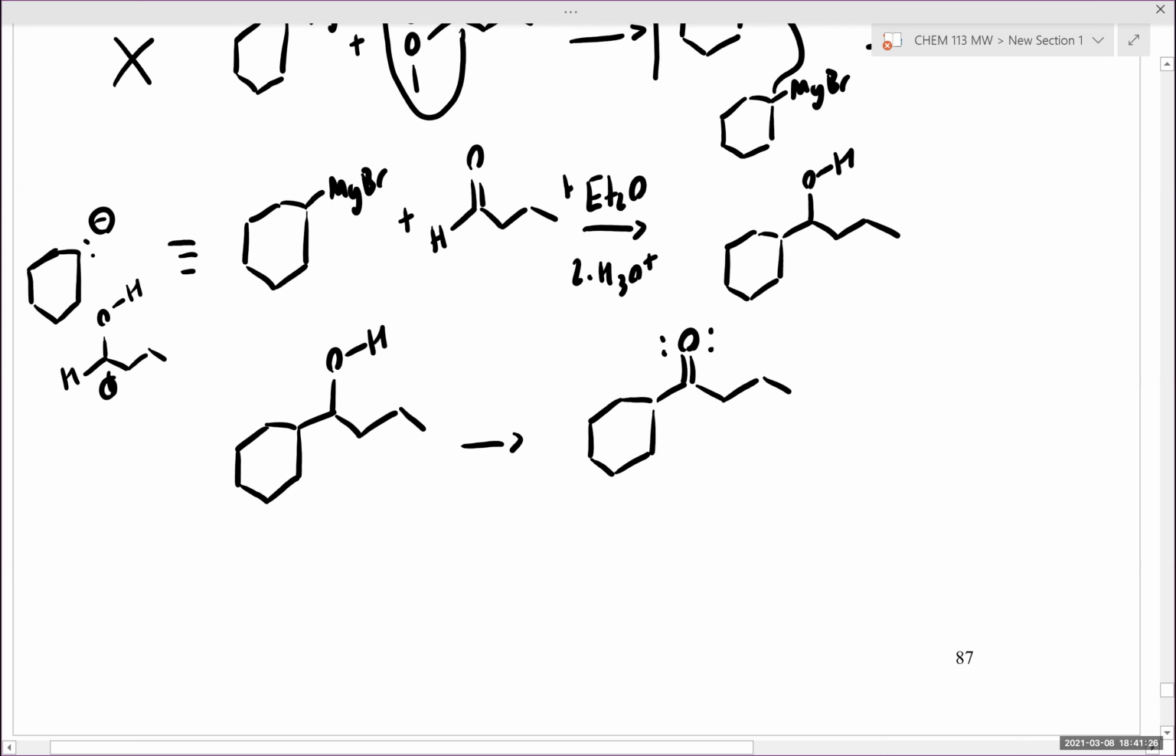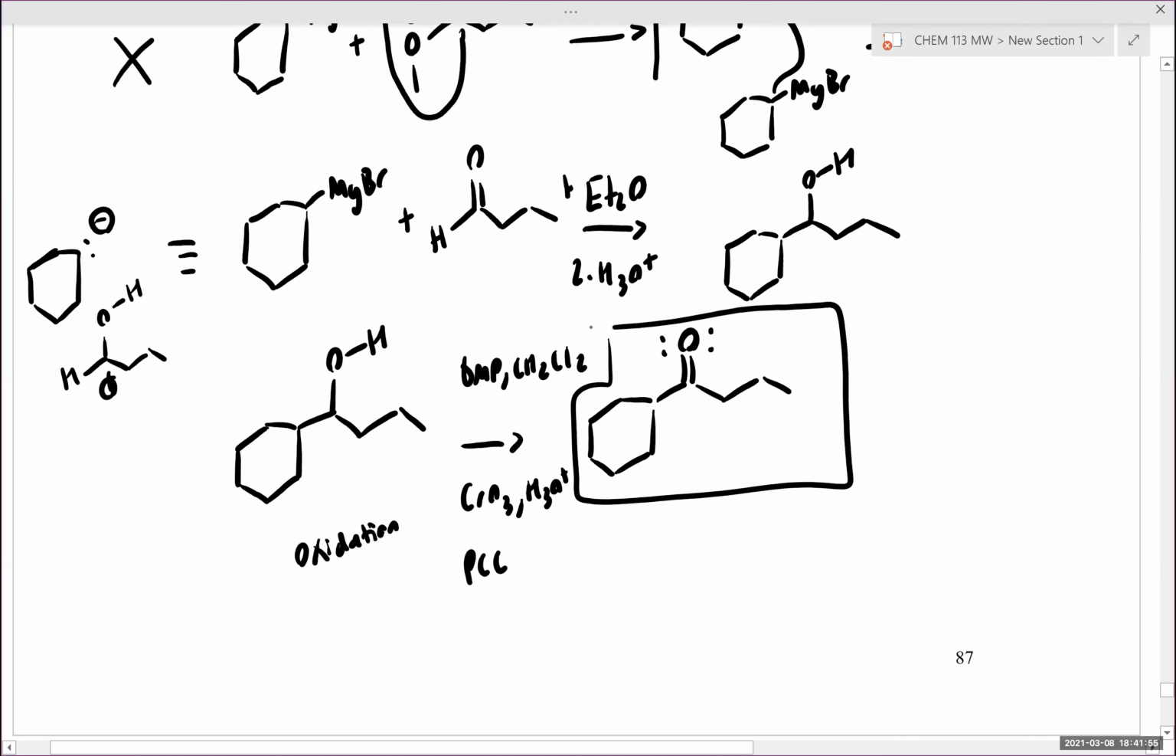Yep, any oxidation would do the trick. Dess-Martin periodinane, yep, that would certainly do the trick. You can also do a chromium trioxide oxidation. You can also do an oxidation with PCC. All of those would work. So this is a generic oxidation. So we can oxidize our alcohol up to the ketone, and that would complete our synthesis.